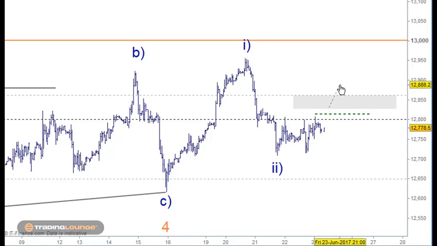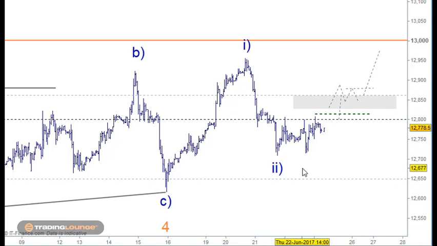So if we had a move here with support here, then we would look to go long from this point here as well. But if we do get support on the 12.8 here, then you can trade it up to that, say, 12,850 here. So just be mindful of that. We're just looking at the two sides here.